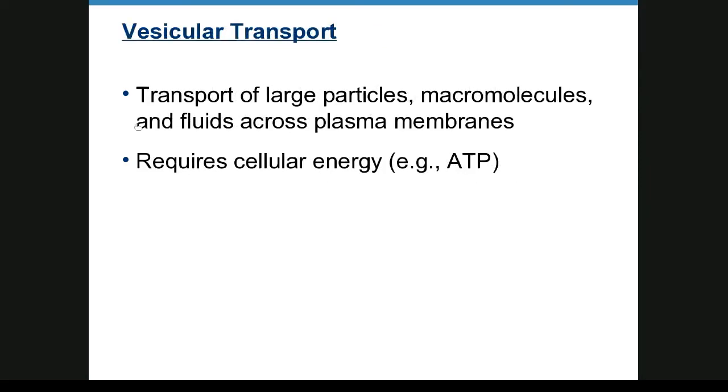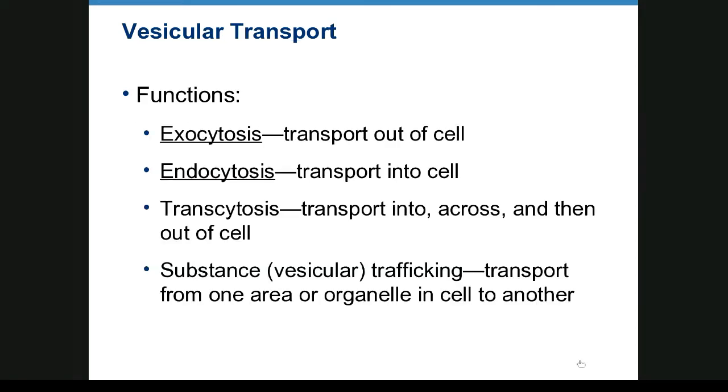Vesicular transport. A vesicle is a little packet of stuff, large particles, macromolecules, and it does require ATP. Exocytosis is stuff going out of the cell. Endocytosis is stuff coming into the cell. Transcytosis is transport into, across, and then out of the cell, so all the way through. And vesicular trafficking is transport from one area or organelle in the cell to another.